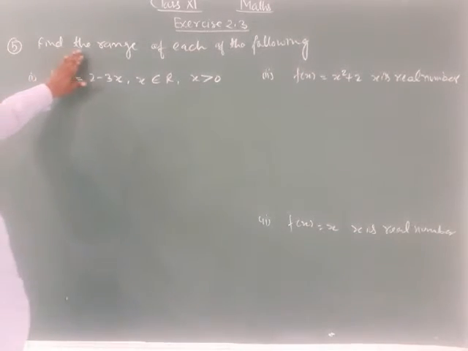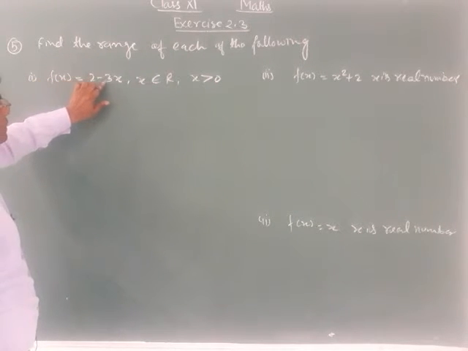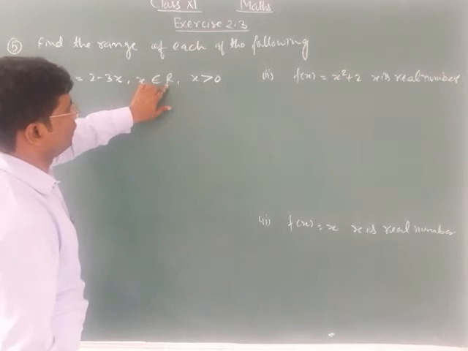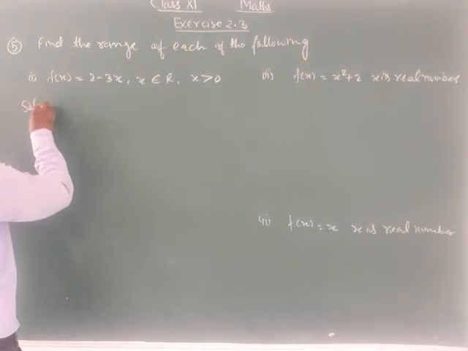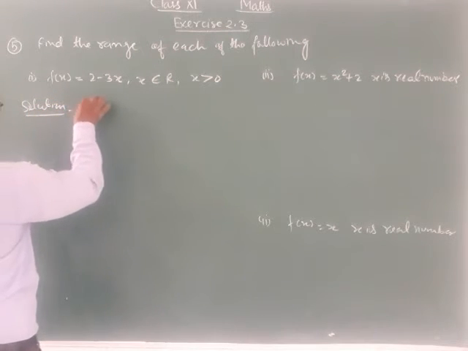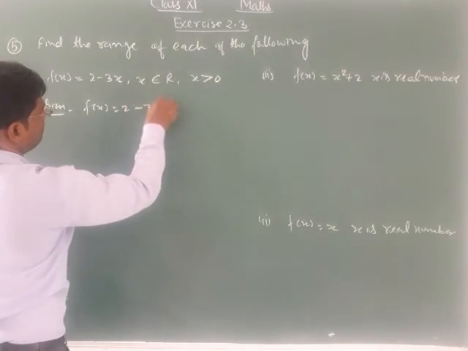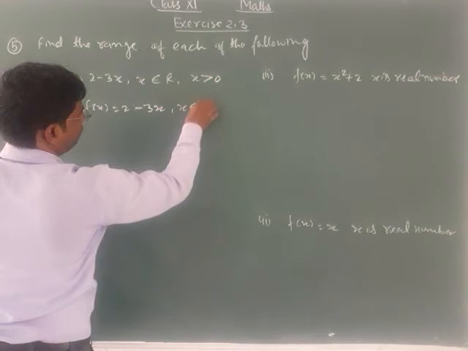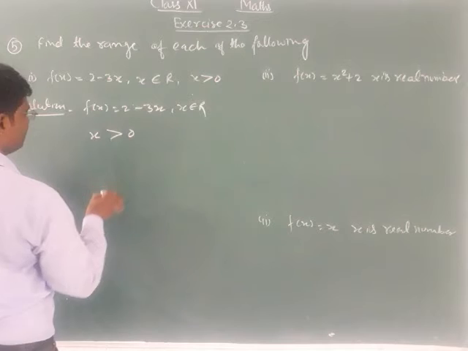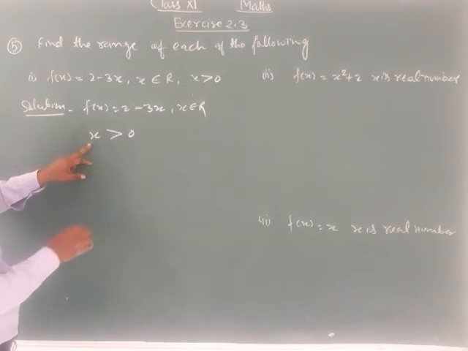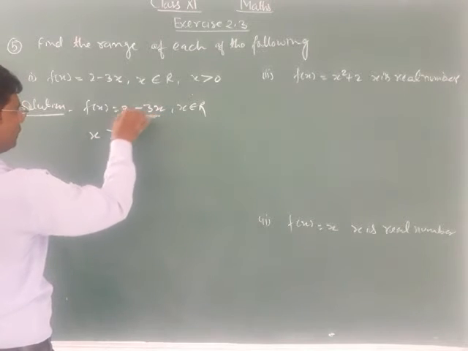Question number 5. Find the range of each of the following. First, f(x) = 2 - 3x, x belongs to R, x greater than 0. So now the solution of this question: given f(x) = 2 - 3x and x belongs to R. So given x greater than 0.